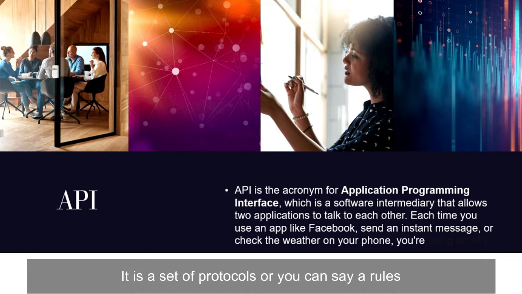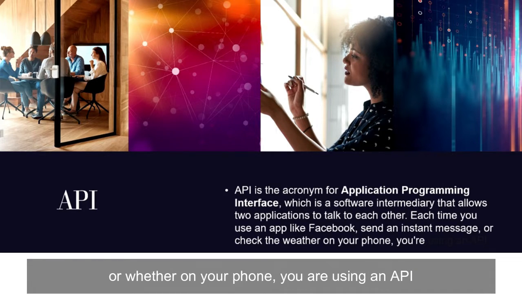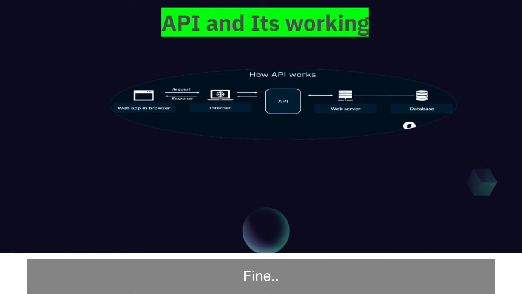It is a set of protocols, or you can say rules, which allow two applications to talk with each other. Every time you are using apps like Facebook, instant messages, or weather on your phone, you are using an API.